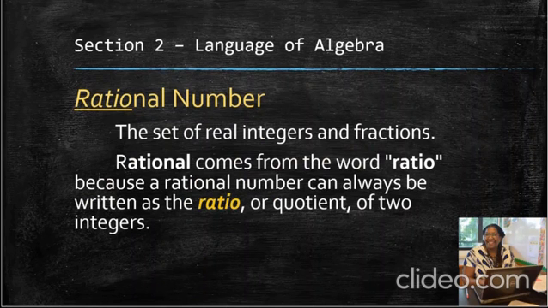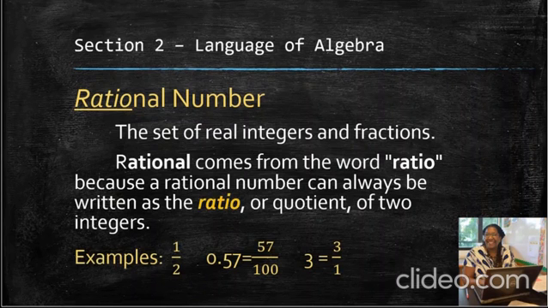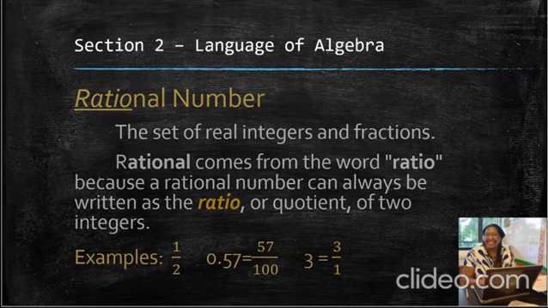Rational comes from the word ratio because a rational number can always be written as a ratio or a quotient of two integers. Some examples are 1/2, 0.57, which can be written as 57 over 100, and the integer 3, but that's also a rational number because it can be written as 3 over 1.